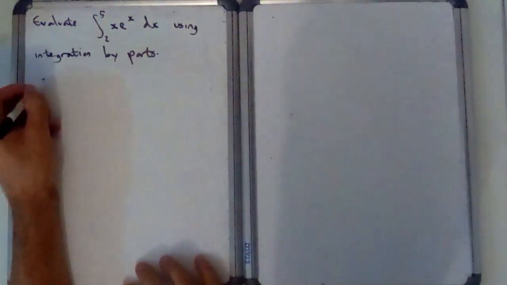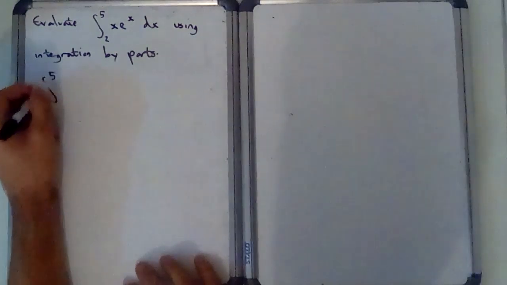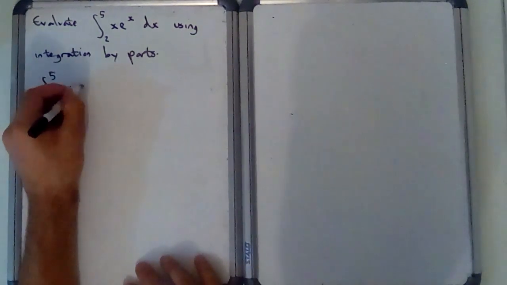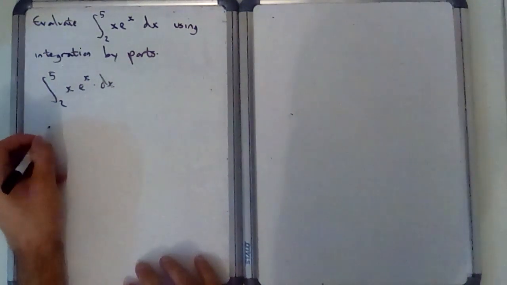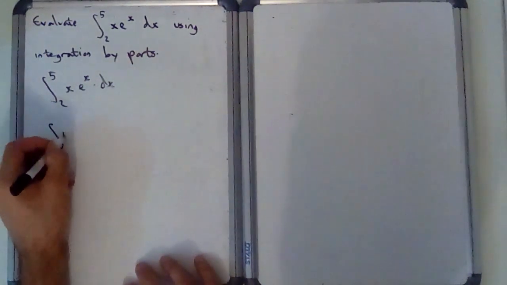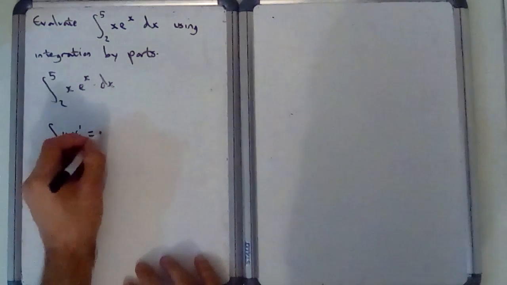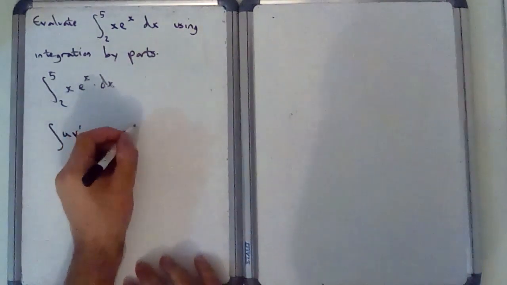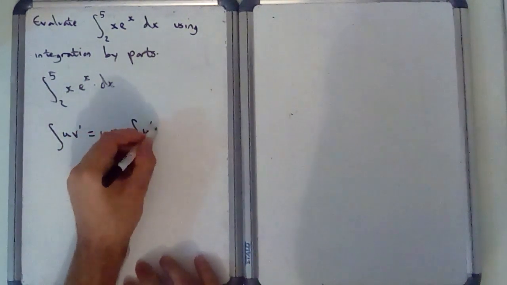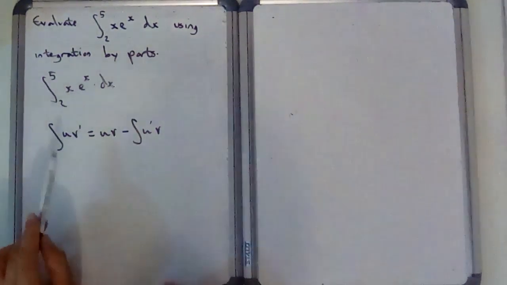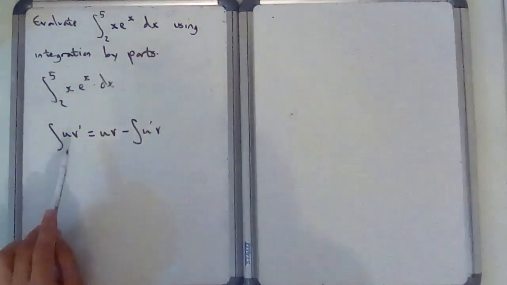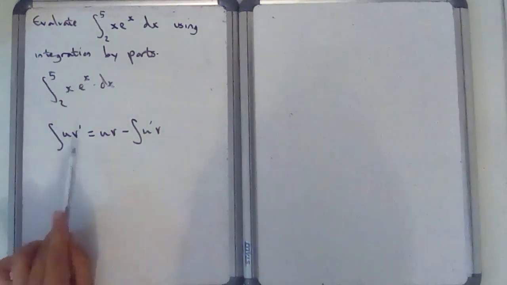So we have the integral from 2 to 5 of x e to the x dx. So integration by parts: the integral of u v dashed equals u v minus the integral of u dashed v. So we need to pick a u and a v dashed. Remember, we're going to have to differentiate the u and we're going to have to integrate the v dashed.